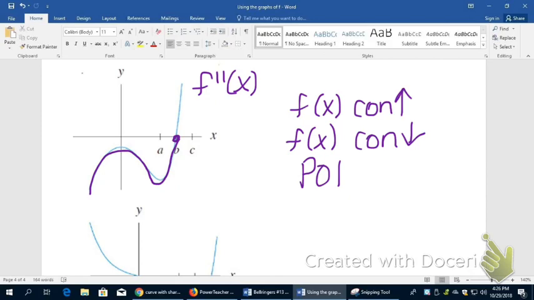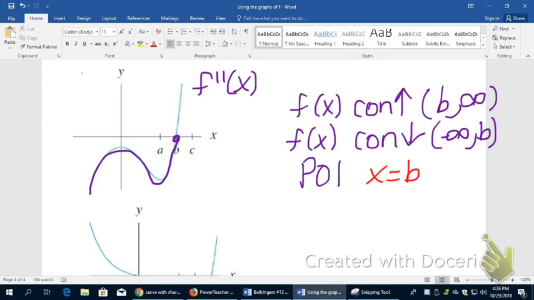And since it's below the x-axis until I get to b, that means that f of x is concave down from negative infinity to b, and concave up from b to infinity, because f double prime of x is positive from b to infinity. That means that there's a point of inflection at x equals b, and that is the only place where concavity changes, so that's the only point of inflection.